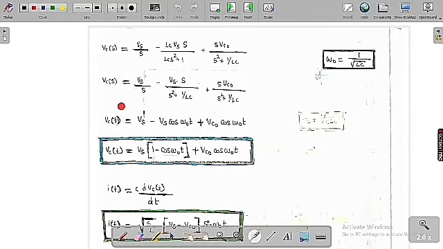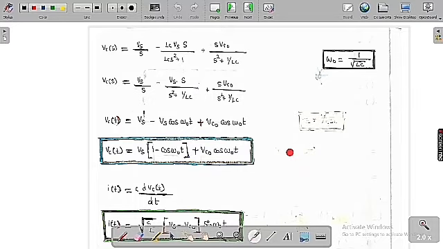If you go for the inverse Laplace transform, then I am going to get Vc of t is equal to Vs minus Vs into cos of omega naught t plus Vc naught into cos of omega naught t. Because the inverse Laplace transform of s by s square plus omega naught square gives cos omega naught t. So finally this is the equation, where omega naught is equal to 1 by square root of LC. If you take the common terms, we get Vc of t is equal to Vs into 1 minus cos omega naught t plus Vc naught cos omega naught t.